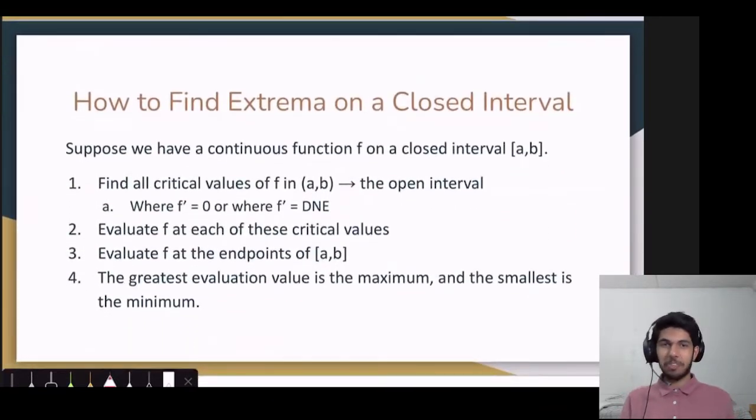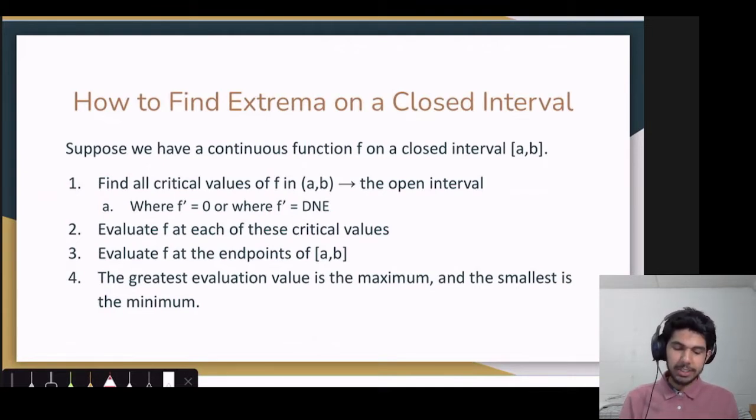So now I've provided a step-by-step process to find extrema on a closed interval. How do we do this? Suppose we have this function and we have an interval. Those are given to us. And we want to find all the critical values. Well, we start out by finding the critical values of the function in (a, b), which is the open interval.